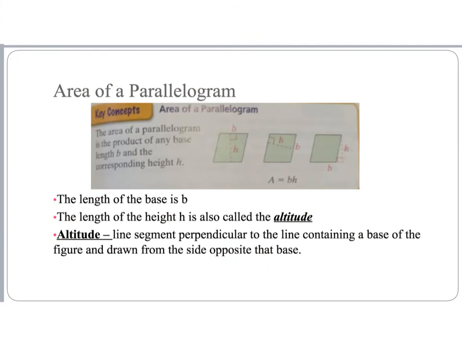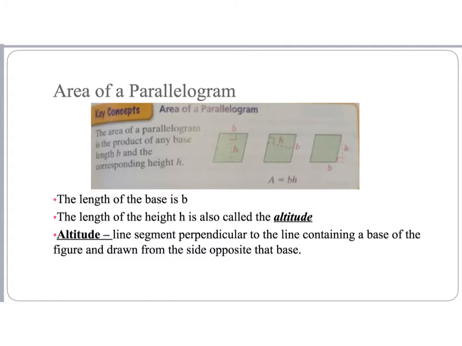So now if we look at the area of an actual parallelogram, it says the area of a parallelogram is the product of any base length b and the corresponding height h. So here's just a couple different types of parallelograms that you might see. The b and the h in the red and all of these are just different ways that they could give you the base and the height lengths. And just know that the length of the base is b, okay? So you can see, and that b right here could have been given down here. Sometimes they give you like a side base length, okay?